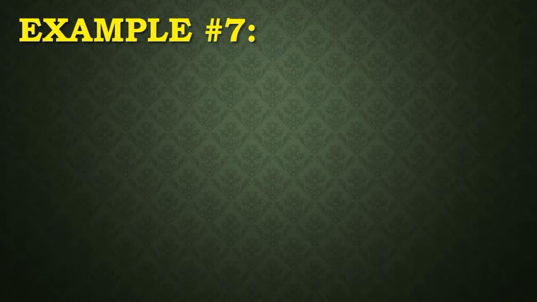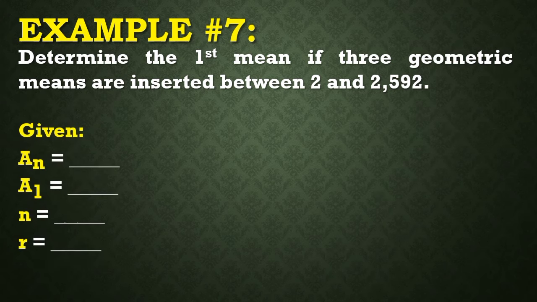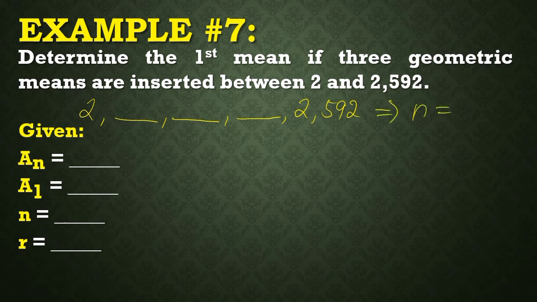So for our last problem, determine the first mean if three geometric means are inserted between 2 and 2,592. So sulat lang natin 2 and then 3 geometric means, so tatlong blanco, tapos 2,592. So yung number of terms natin dito is 5. Okay, so a sub n is 2,592. A sub 1, that is 2. Our n is 5 and r is the unknown.